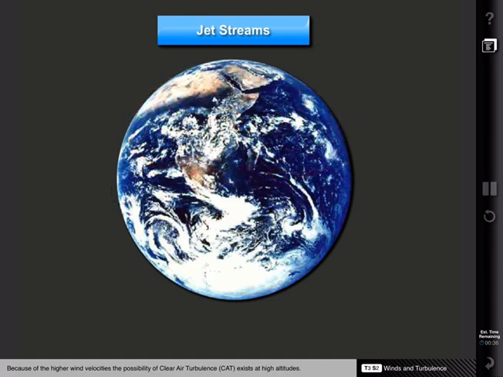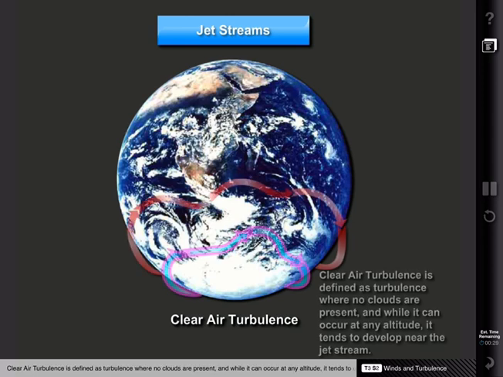Because of the higher wind velocities, the possibility of clear air turbulence exists at high altitudes. Clear air turbulence is defined as turbulence where no clouds are present, and while it can occur at any altitude, it tends to develop near the jet stream.